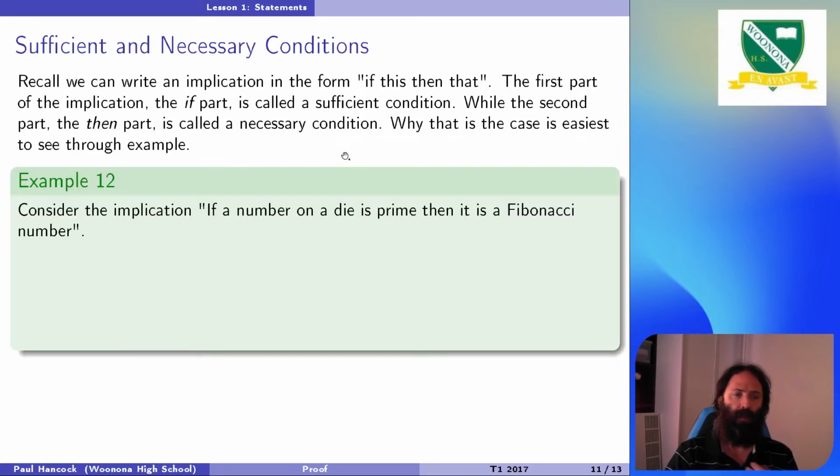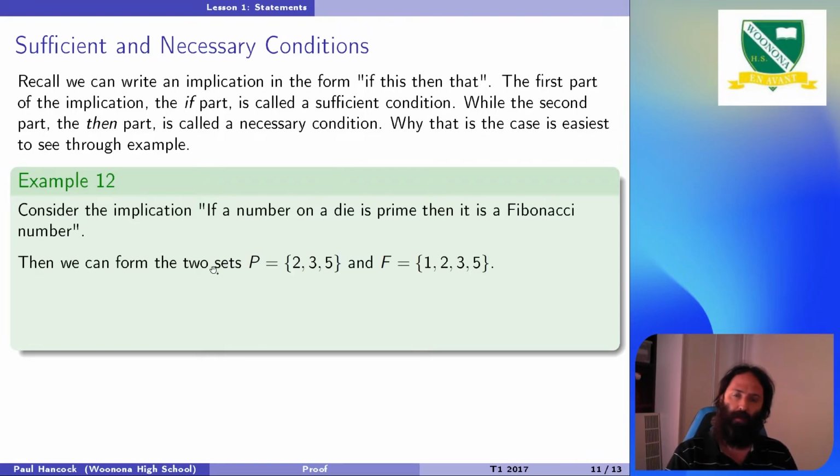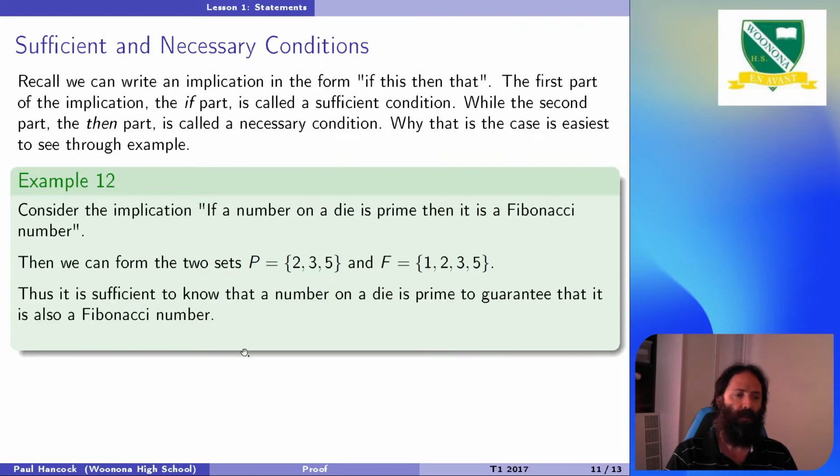So here's an example. If a number on a die is prime, then it is a Fibonacci number. And if we write down those two sets, the prime numbers on a die 2, 3, 5, the Fibonacci numbers 1, 2, 3, 5, then we're saying it's sufficient to know that a number on a die is prime to guarantee it's a Fibonacci number. And if I know that a number is prime on the die, then it has to be 2, 3, or 5, and they are all Fibonacci numbers. So if I know a number on a die is prime, I'm guaranteed that it's a Fibonacci number. That's what a sufficient condition means.